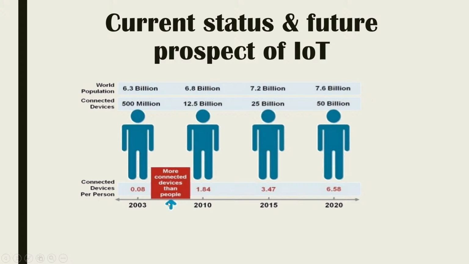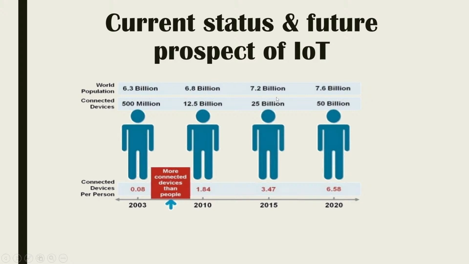So at this point, there are more connected devices than people, like in the middle, like in 2005 or 6, or 2007. Then in 2010, you can see 1.84. It's almost double. There is double the number of devices connected to the internet compared to the world population. So 1.84. Then in 5 years, you can see that the ratio increased to 3.47.